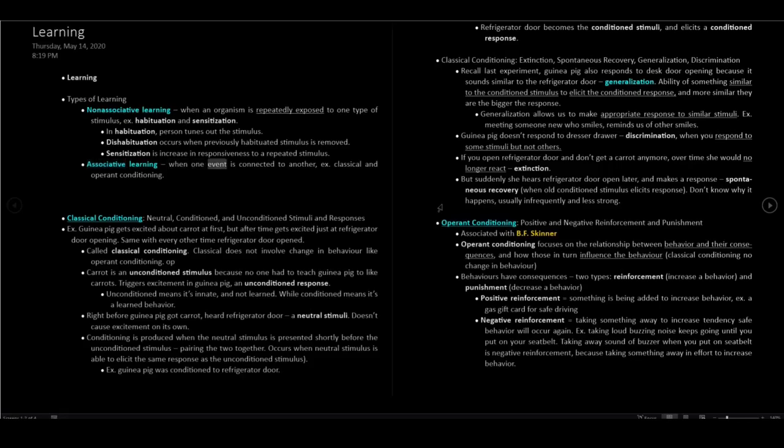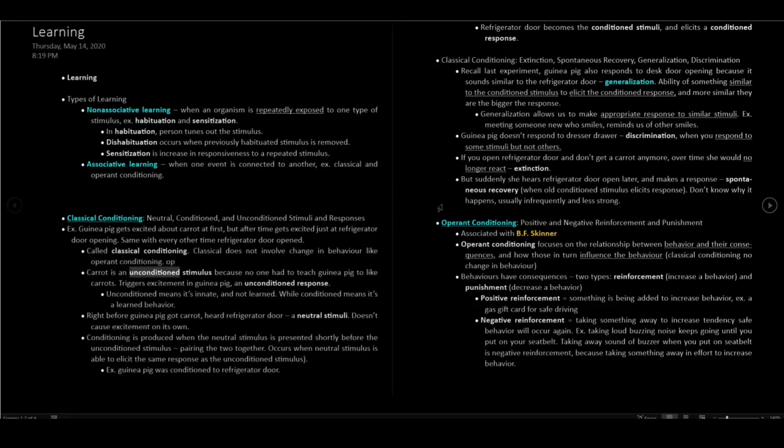Associative learning is when one event is connected to another: classical and operant conditioning. Classical conditioning involves neutral, conditioned, and unconditioned stimuli and responses. A guinea pig gets excited about a carrot at first, but after time gets excited just at the refrigerator door opening. Same with every other time the refrigerator door is opened. This is called classical conditioning. Classical does not involve a change in behavior like operant conditioning.